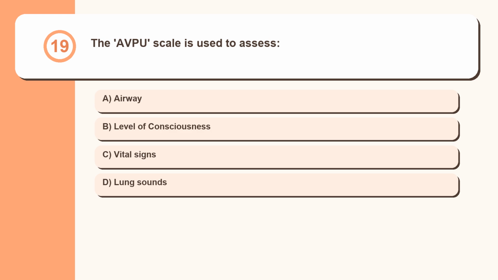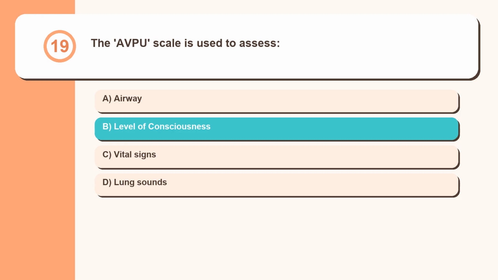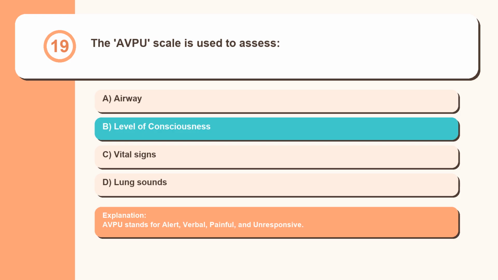Question 19. The AVPU scale is used to assess airway, level of consciousness, vital signs, or lung sounds. AVPU stands for alert, verbal, painful, and unresponsive.